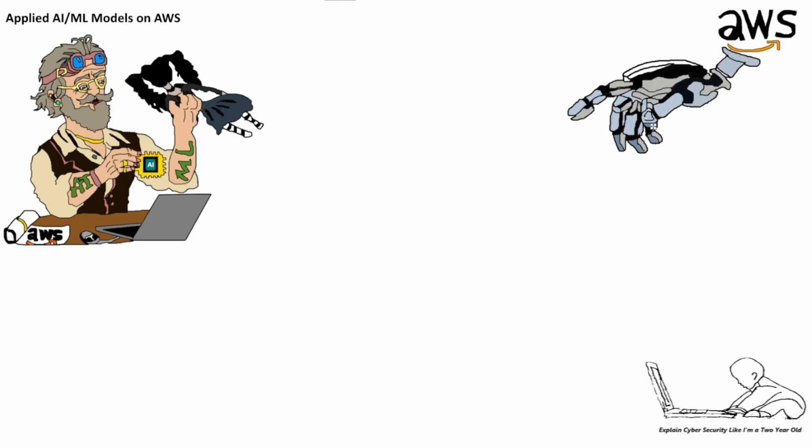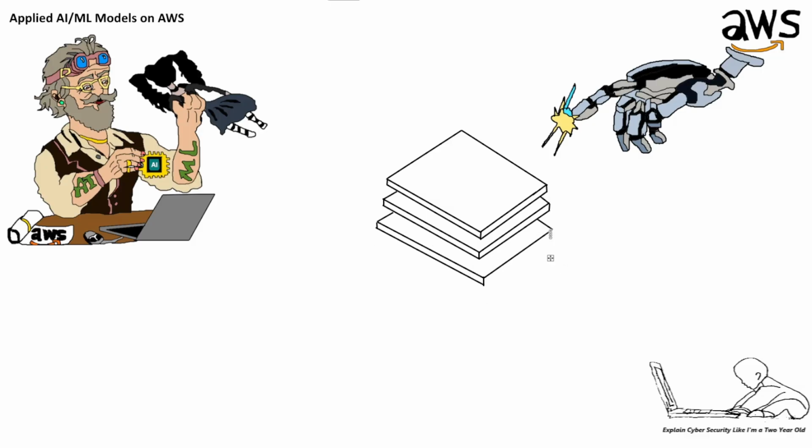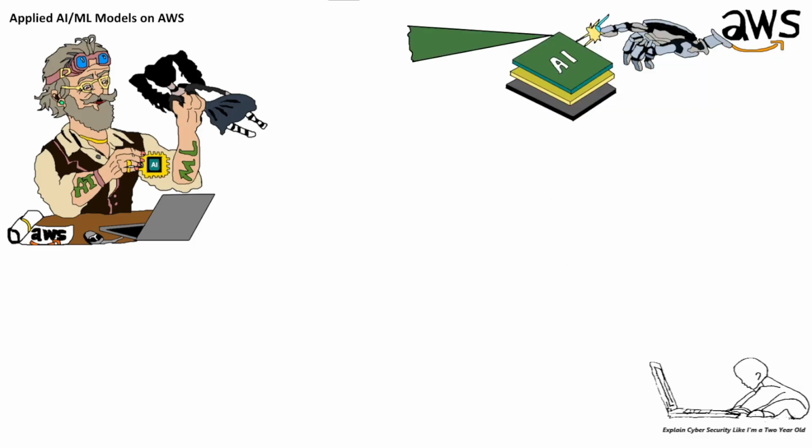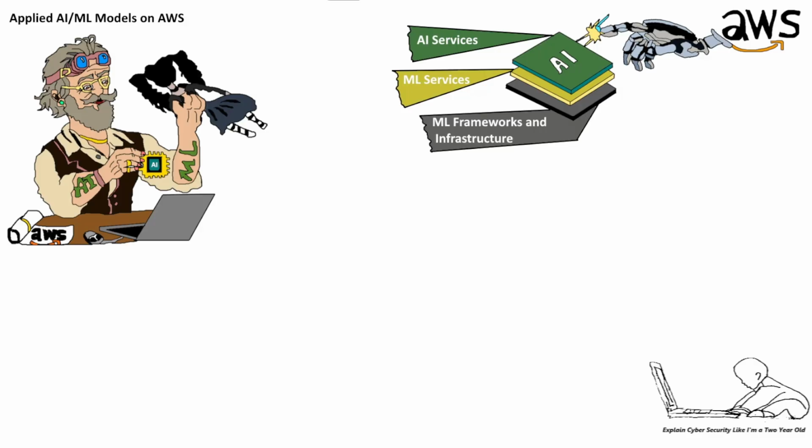And so the AWS AI ML stack is composed of 3 tiers. The first tier or layer is the AI services layer. The second layer is the ML machine learning services layer. And the third layer is the deeper machine learning ML frameworks and infrastructure layer.